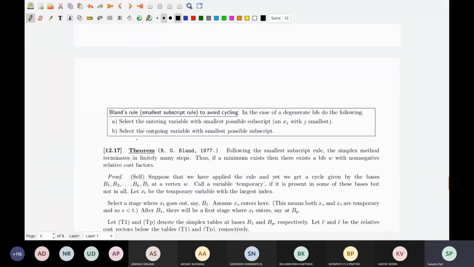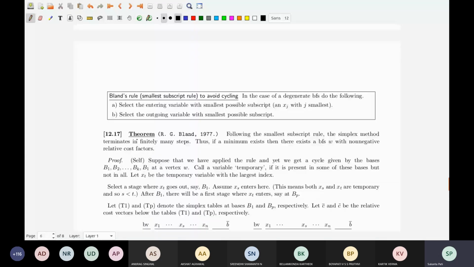So that was 1977. Anyway, you read it, that's not the main point. So what is Bland's rule? It is also known as the smallest subscript rule. That is, the smallest subscript negative entry is the entering variable, and out of those where the equality was satisfied, you select the smallest subscript to go out. This is the proof, but you can read it.